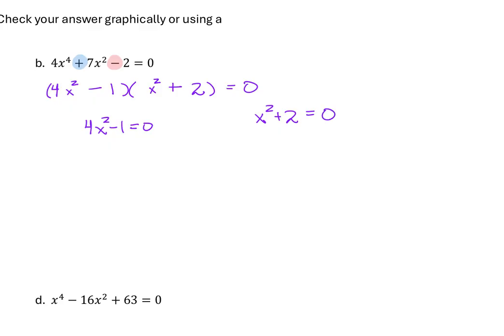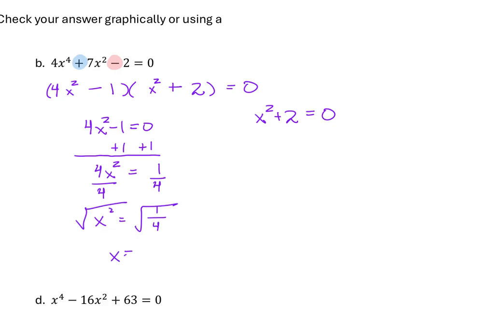And we can solve. You can do this using factoring again. The first one is a difference of squares. Or we can also use the square root property, because everything here is squares. If we do the square root property, we get 4x squared equals 1. We can divide by 4. We get x squared equals 1/4. And when we take the square root of both sides, we get x equals, remember, plus and minus, and the square root of the numerator is 1, the square root of the denominator is 2.